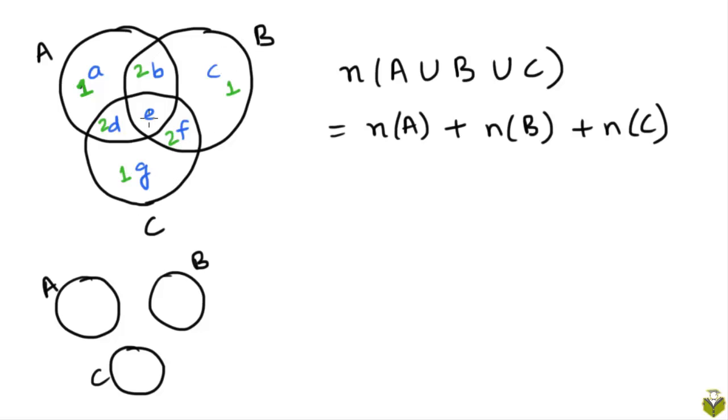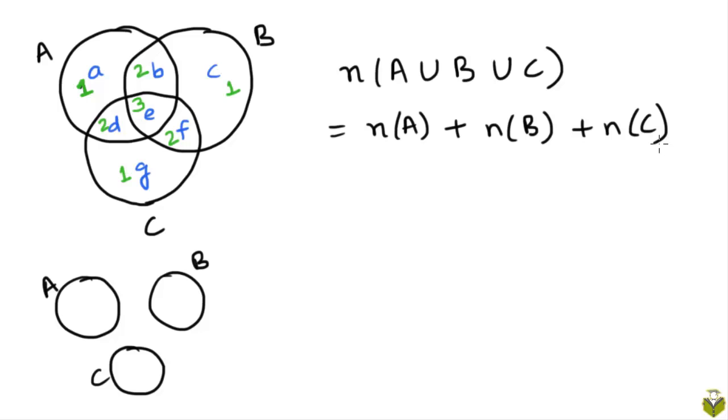What about region E over here? Region E belongs to all three of these sets. So region E would have been counted three times. It would have appeared in this, it would have appeared in this, it would have appeared in this.